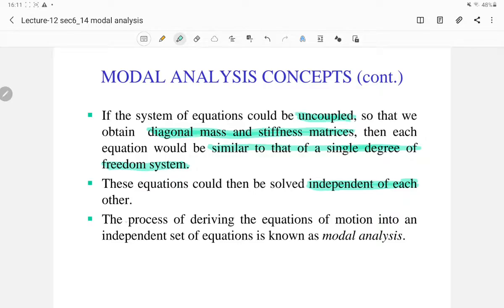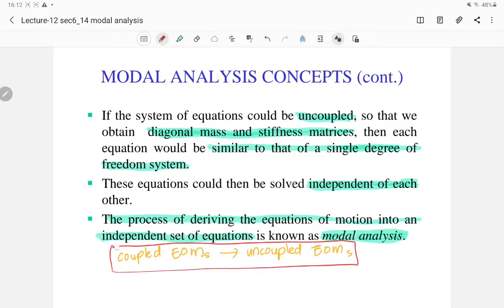The process of transforming the equations of motion into an independent set of equations is what we call modal analysis. Basically, you want to change from coupled equations of motion to uncoupled equations of motion. This process is what we call modal analysis. We'll see that in a minute.